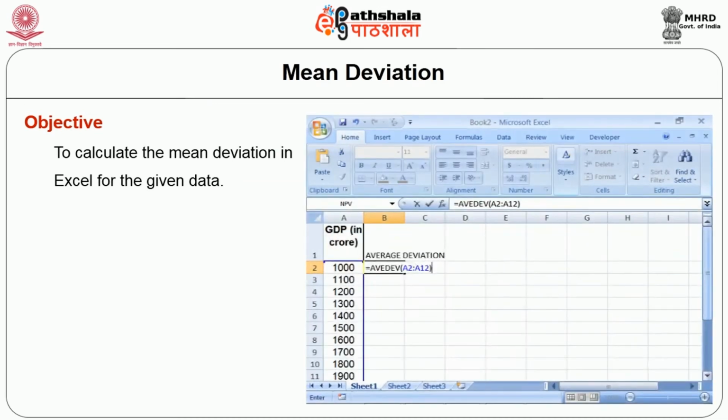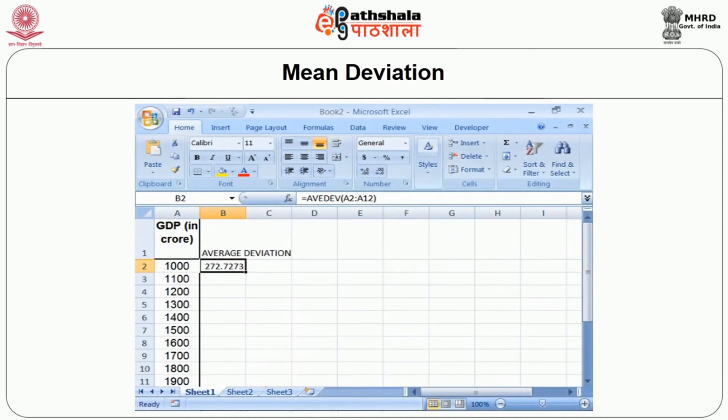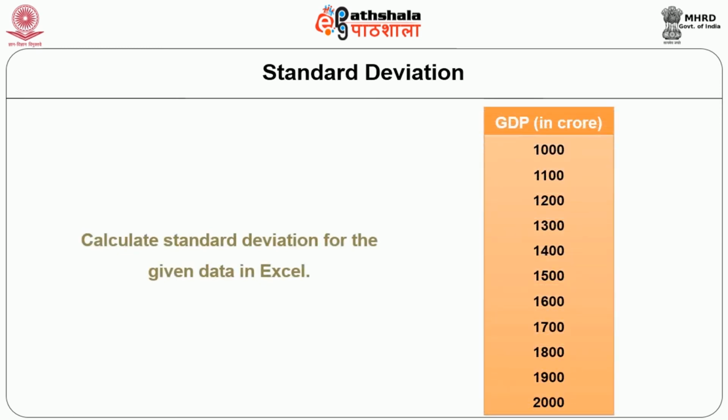The procedure: open the Excel sheet, enter the title as gross domestic product in cell A1, enter the data on gross domestic product from A2 cell, enter the following formula to calculate mean deviation, equal to AVEDEV, open the bracket, A2:A12, press enter. The output will be displayed in the output file. The above result shows that the mean deviation is 272.7273.